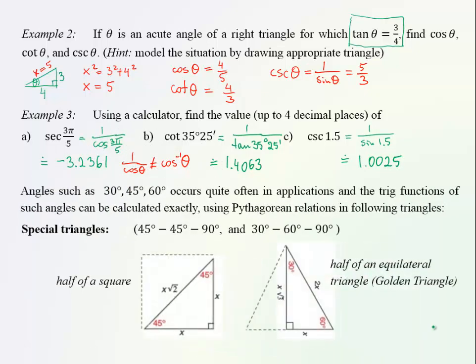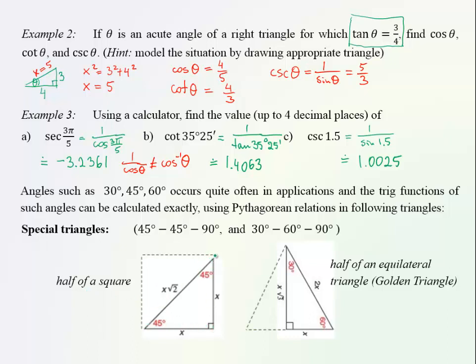Now we're going to review the special triangles that refer to angles such as 30, 45, 60. Those angles appear quite often, so it's a good idea to know by heart the values of basic trig functions on special angles. And these two special triangles will help us to memorize the relation between the sides. So the first special triangle is half of a square. So if the side of the square is x, both of these sides are x.